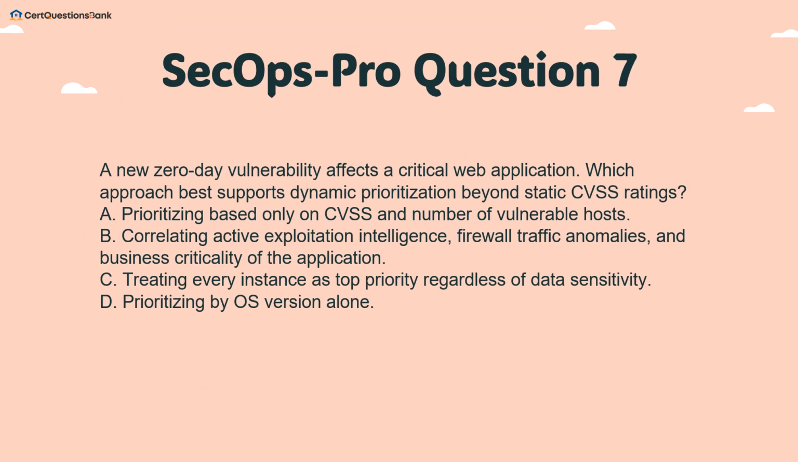A new zero-day vulnerability affects a critical web application. Which approach best supports dynamic prioritization beyond static CVSS ratings?